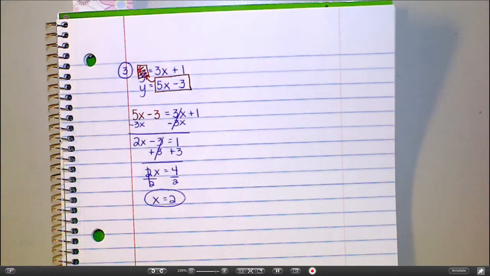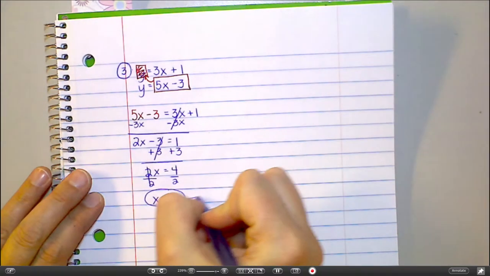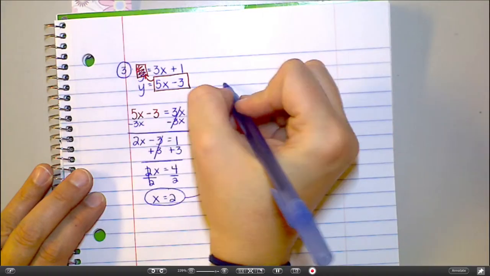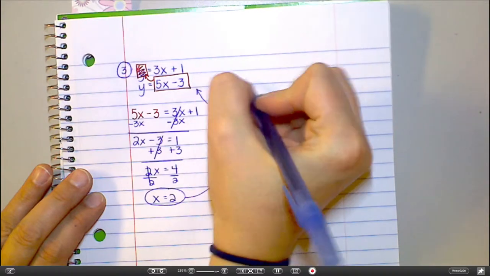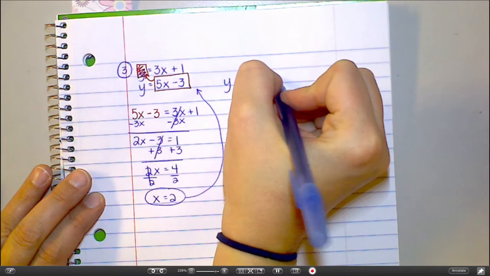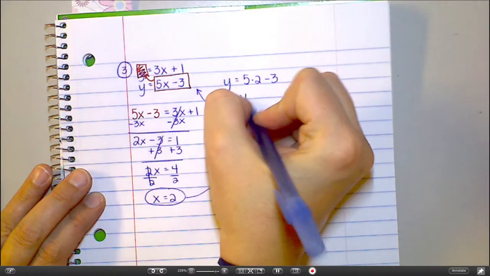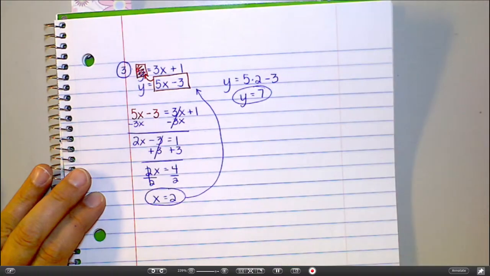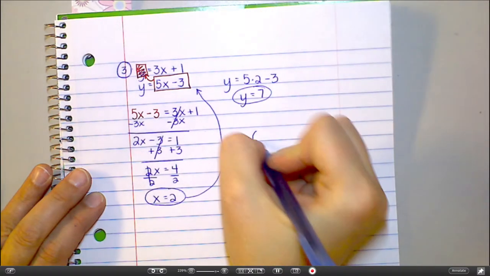Okay, could I put it in the other one? You could. Sure. I mean, put it in y equals 5x minus 3. Okay. So if I put it in there, I'm going to get y equals 5 times 2 minus 3. That's 10 minus 3, which is 7. So how do I write my final answer now? 2 comma 7.